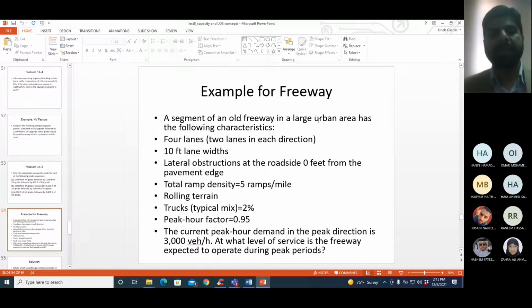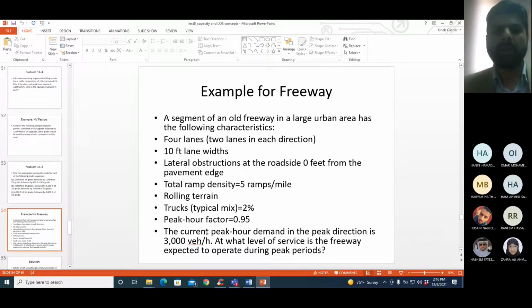Ramp density is required, it's given. Type of terrain is rolling, so it's one of the general terrain conditions. Trucks, typical mix. Typical, normal, standard, they are synonyms here. They mean the same thing. 70% SUTs and 30% TTs. 70% single unit trucks, 30% trailer trucks. So that means 2% trucks with the normal mix.